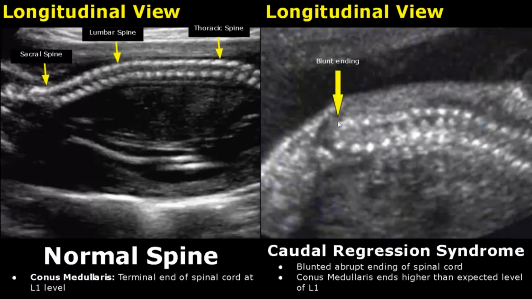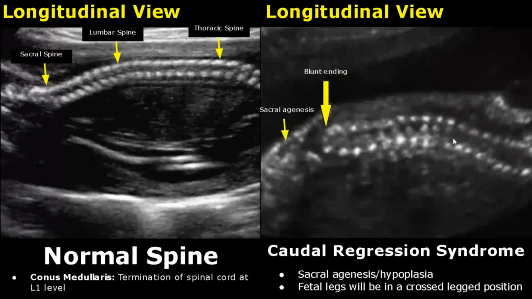Caudal regression syndrome refers to malformation of the lumbosacral spine and the coccyx, and rarely the thoracic spine. There is a blunted, abrupt termination of the spinal cord and spine. Conus medullaris is a term given to terminal end of spinal cord. It usually ends at L1 level, but in caudal regression syndrome, spinal cord ends much higher than L1 level.